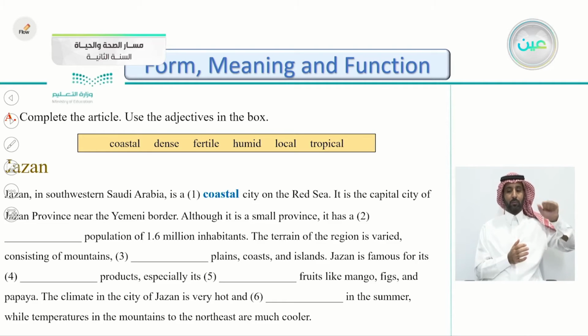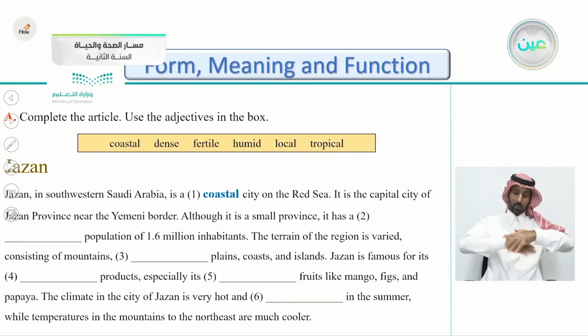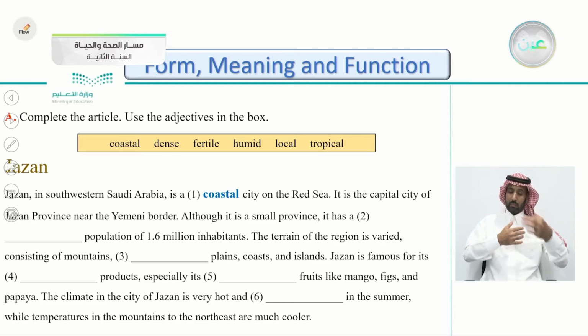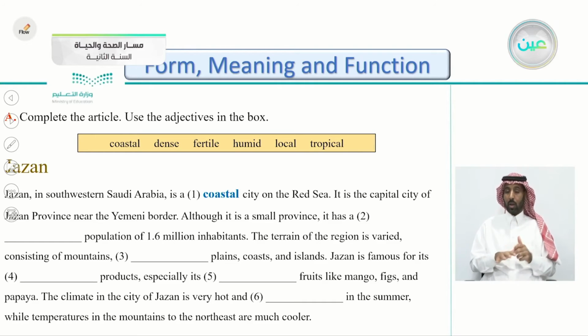Jazan in southwestern Saudi Arabia is a coastal, the first one is done for you, is a coastal city. Of course, coastal means that it's located on the coast of Saudi Arabia. Coastal city on the Red Sea. It is the capital city of Jazan province near the Yemeni border. Although it is a small province, it has a population of 1.6 million inhabitants. So we're describing the population.